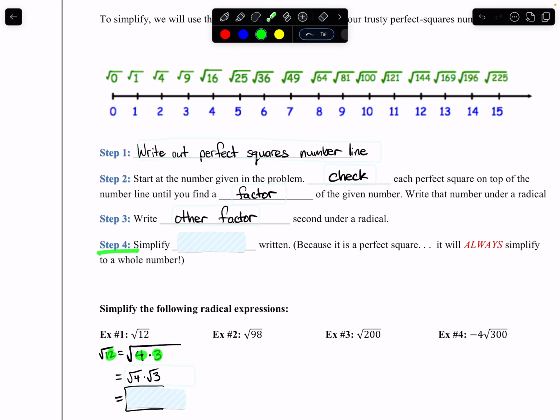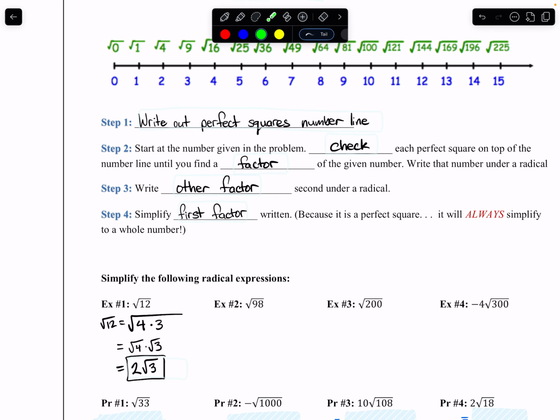The last step is to simplify the first factor written. So this first factor, 4, it's a perfect square. So it's always going to simplify. The square root of 4 is a 2. And then we're done. We have 2 root 3. This is the simplified form of the square root of 12.